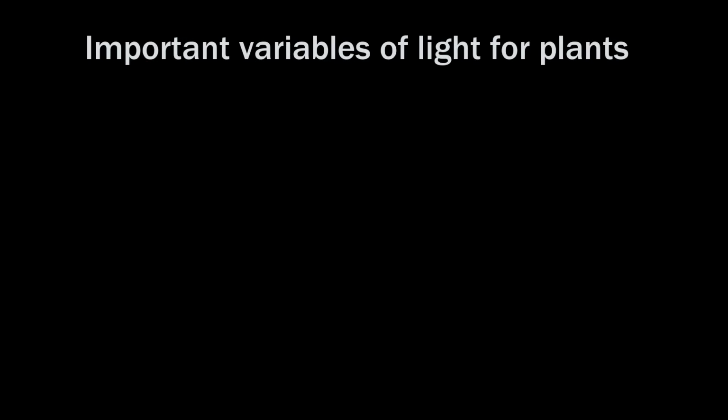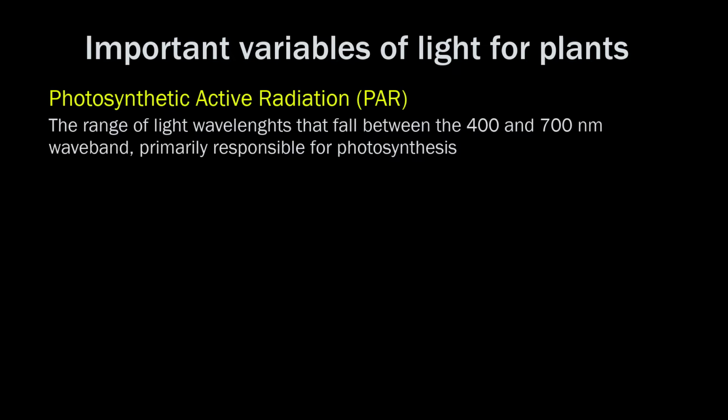So when making measurements of light with respect to plants, there's three key variables we want to understand. The photosynthetic active radiation, or PAR, which we discussed in the first video, is the band of wavelengths that fall between 400 and 700 nanometers that are primarily responsible for the photosynthetic process.